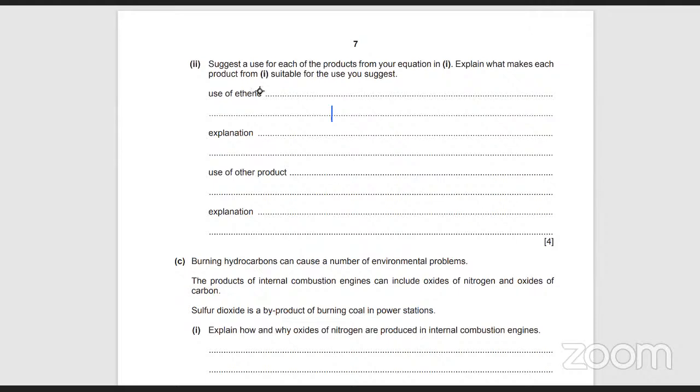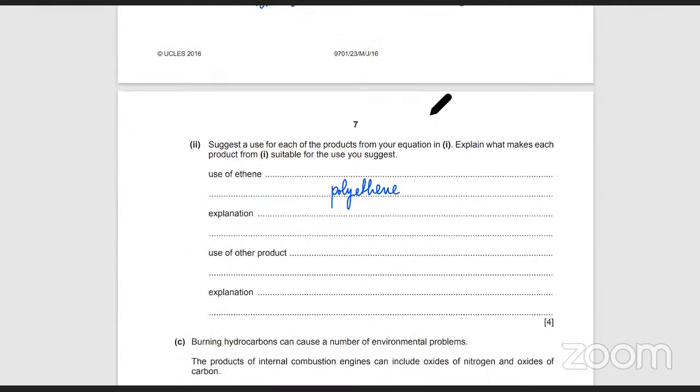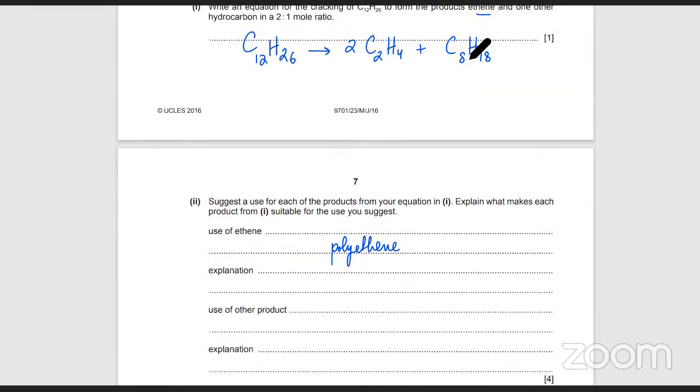I mean, polyethylene is your normal everyday plastic, right? Shopping bags, etc. So polyethylene. लेकिन, what else? So what is the question? Explain what makes each product from the equation suitable for the use you suggest. State a use for each of the products from your equation. This one. So, explanation, use of the other product.